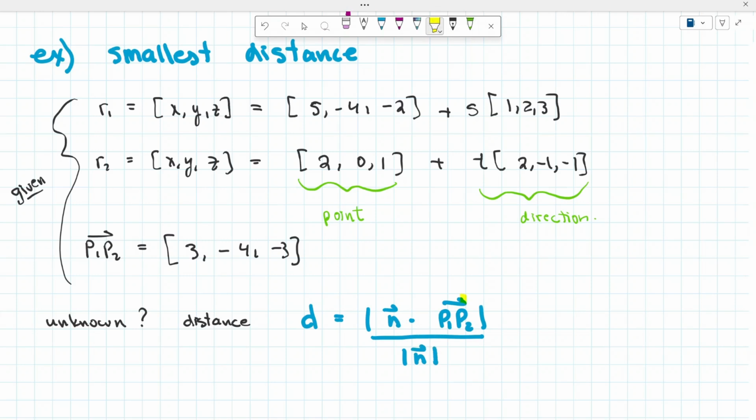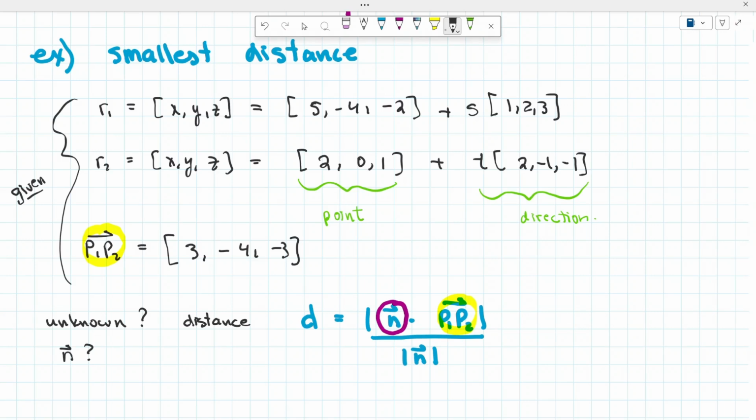We can see that we already have our p1, p2, which is a given over here. But what we're missing is our n. So we can write that in our unknowns over here. We need to find n. And what is n? n is that common normal between both of our skew lines, and that's going to be the line that's perpendicular to both of our skew lines.